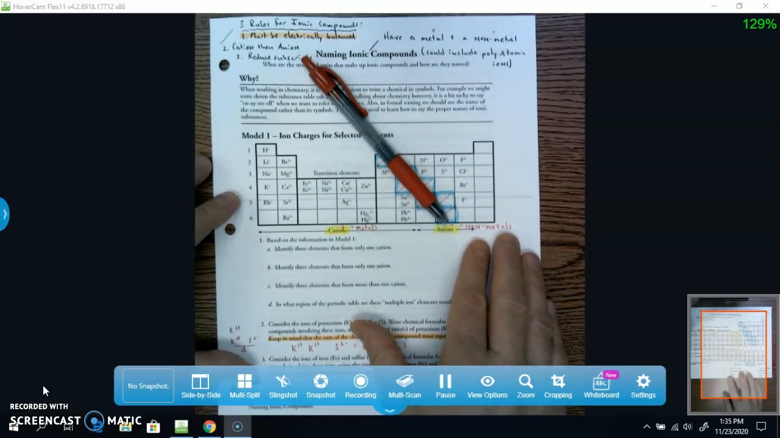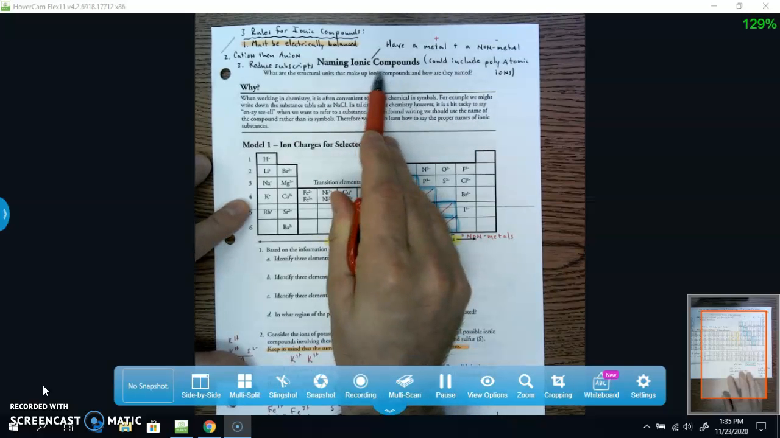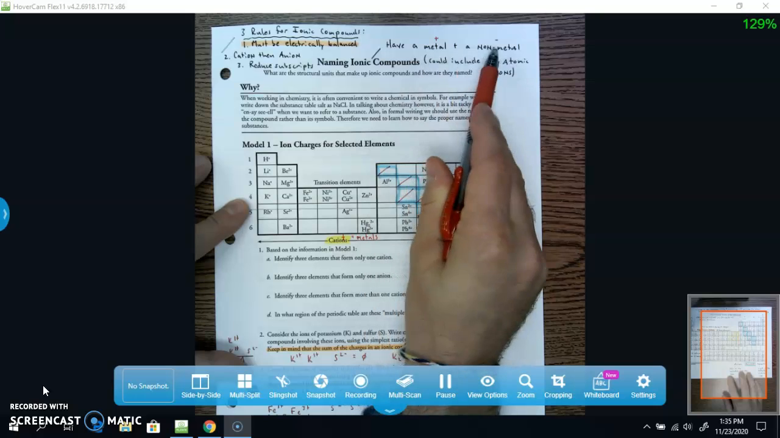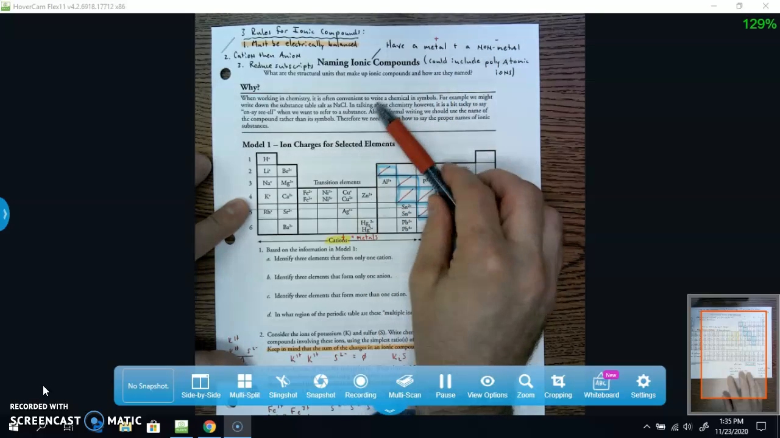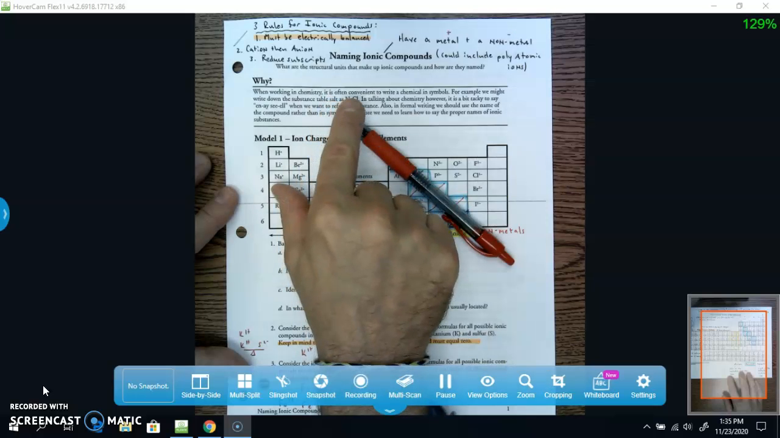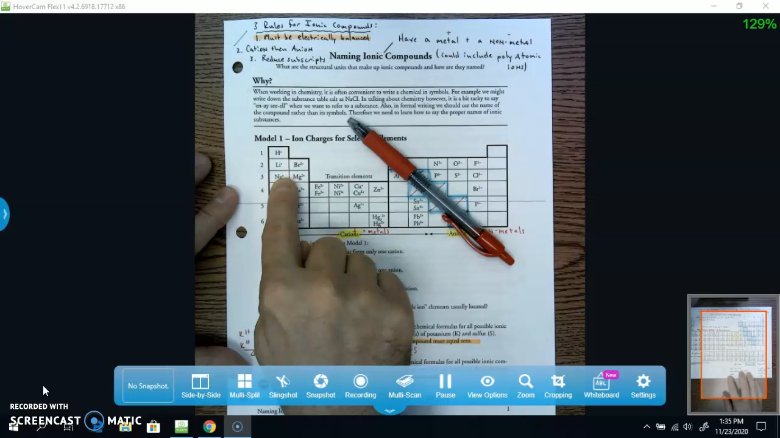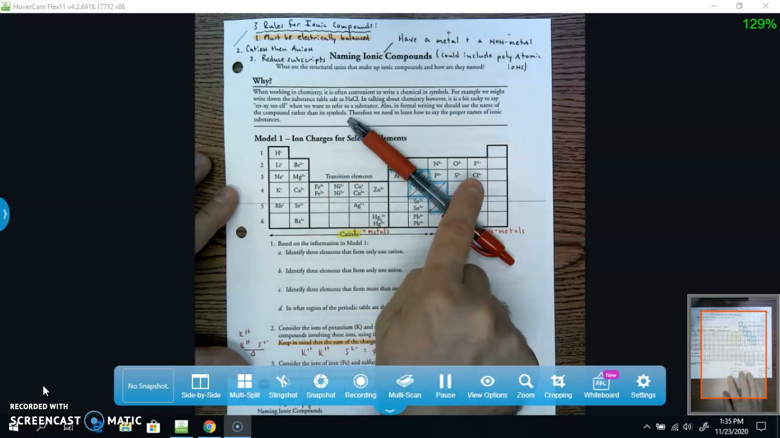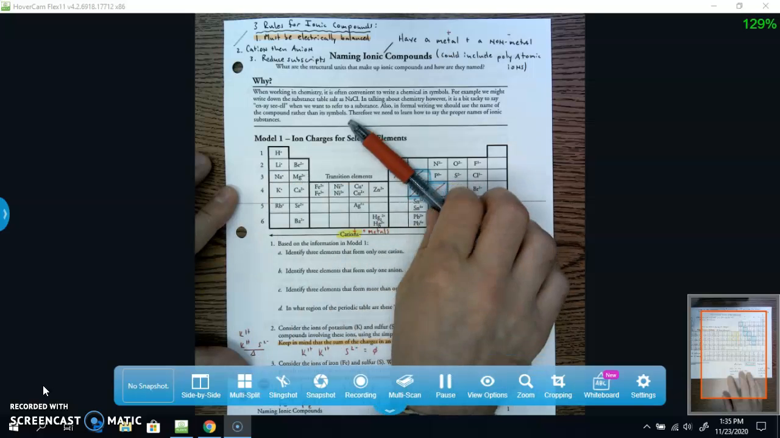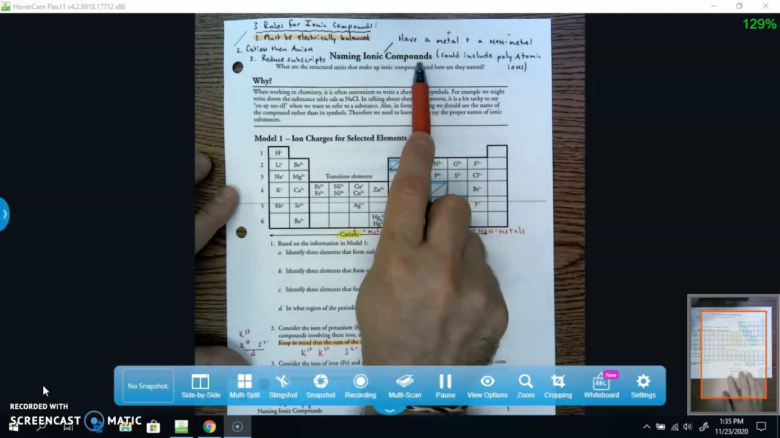The other day in class, we also learned to describe ionic compounds as those that mix together a metal with a nonmetal. So again, if you take a look at the elements that are in the compound, like sodium chloride right here, sodium is a metal on the left of the periodic table. Chlorine is a nonmetal on the right of the periodic table. When you have a metal bonded with a nonmetal, that's called an ionic compound.